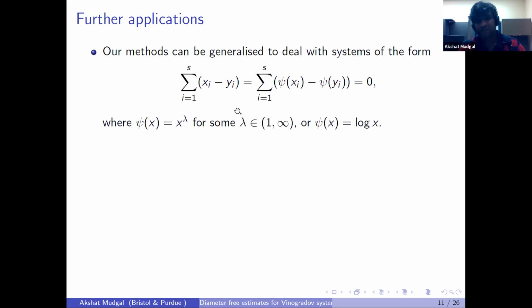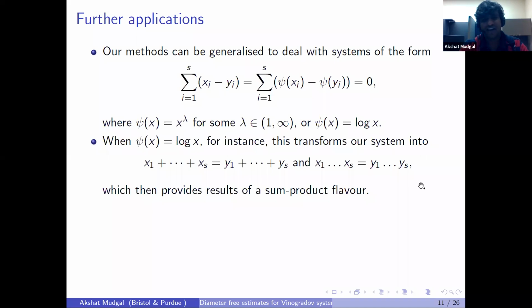So we can deal with systems which have a linear equation, and a symmetric equation of a function psi, which is just convex. So you can take it to be x to the power delta for some delta in this range, or psi of x to be log x. And in fact, if you put psi of x to be log x, this sort of transforms into a result of a sum-product flavor. Which also makes sense because a lot of our techniques are arising from progress which has been done on sum-product type problems.